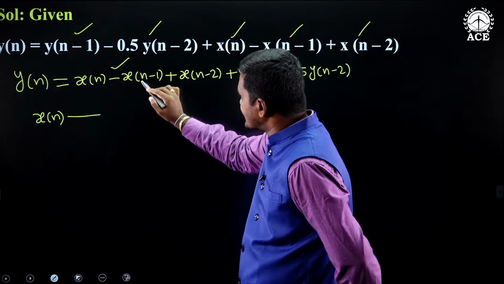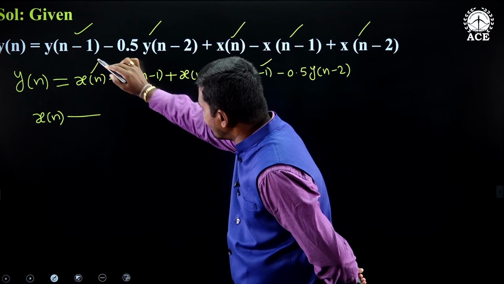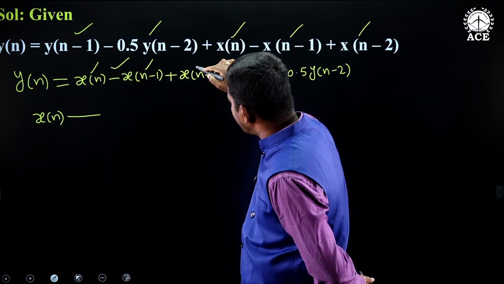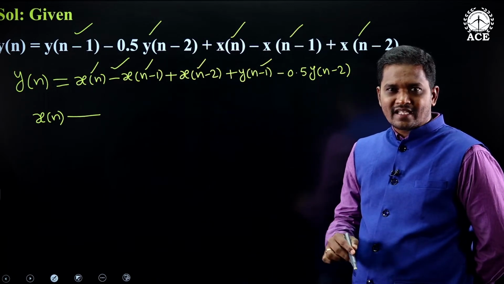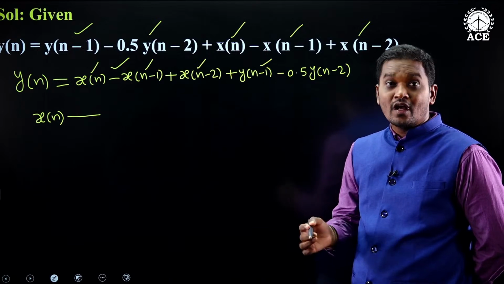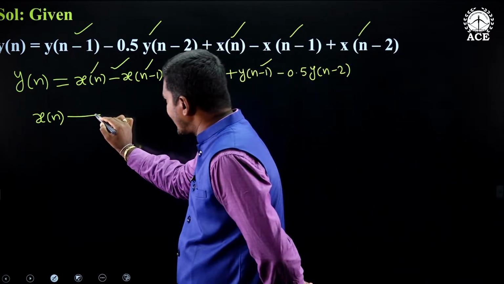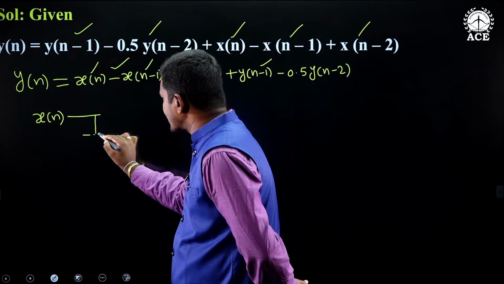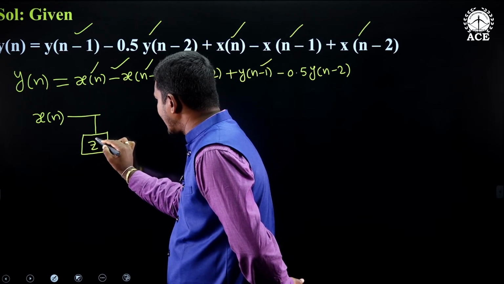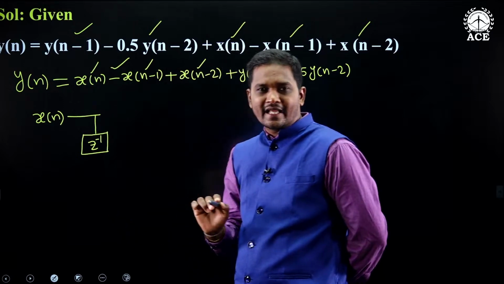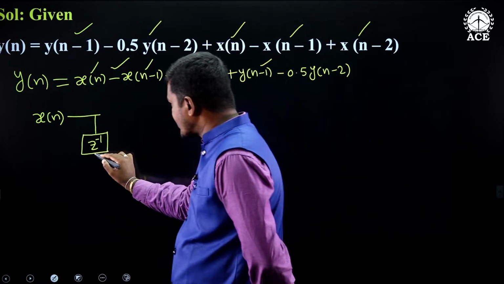Now, what are the things required? Only x of n is there in the equation? No. x of n minus 1 is there, x of n minus 2 is there. Just now we have discussed how to get x of n minus 1 and x of n minus 2 by using delay elements. So let us give one delay. Delay is represented by using Z inverse or D. You can write either Z inverse or capital D. I am giving Z inverse.